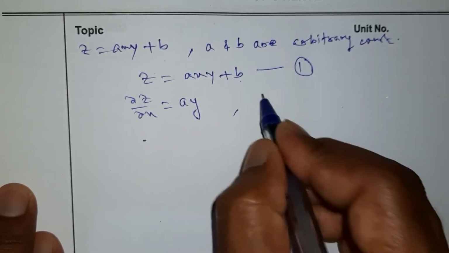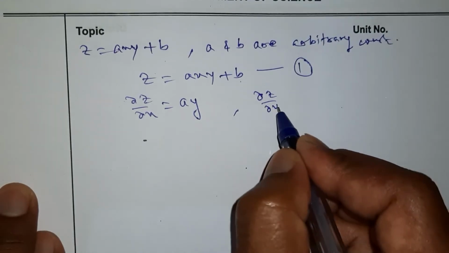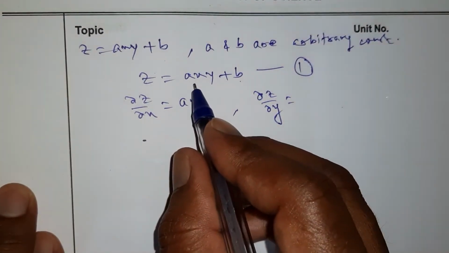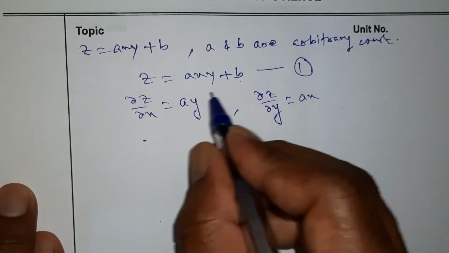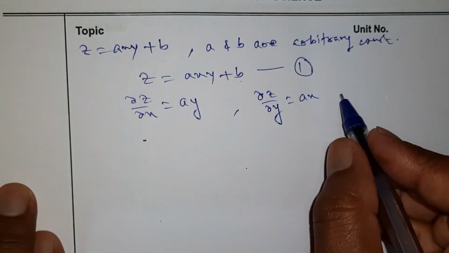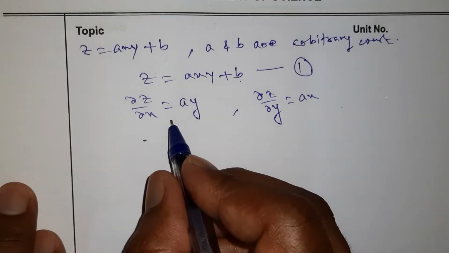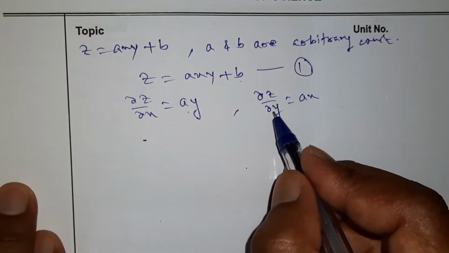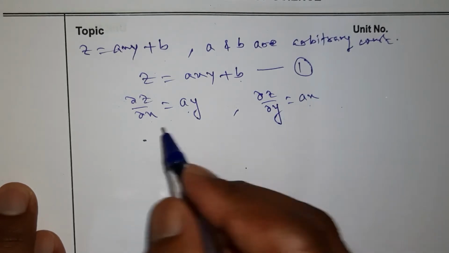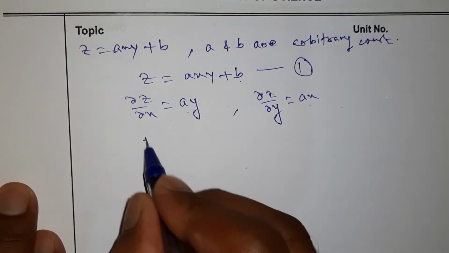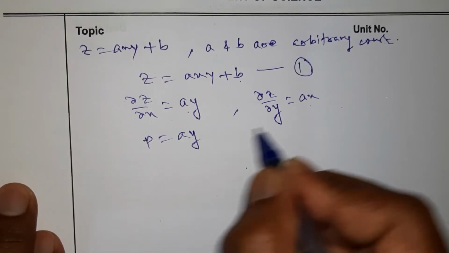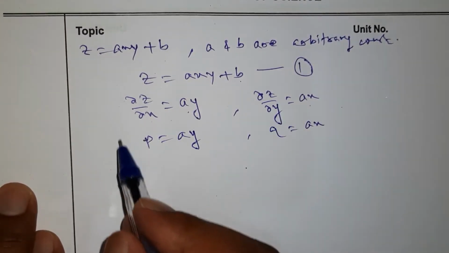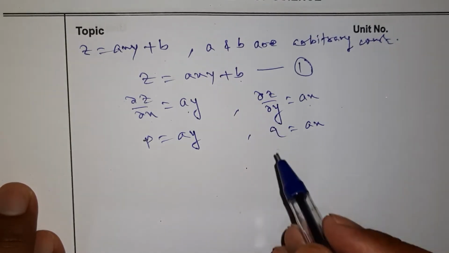Next, dou z by dou y, with respect to y. What do I get? x is constant, so I get ax, and derivative of b is 0. I get two values: dou z by dou x is equal to ay and dou z by dou y is equal to ax. We call this p and q: p is equal to ay and q is equal to ax, because we know that dou z by dou x is p and dou z by dou y is q.